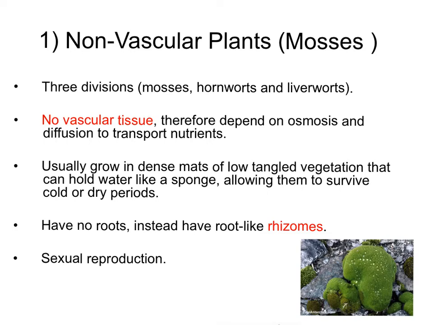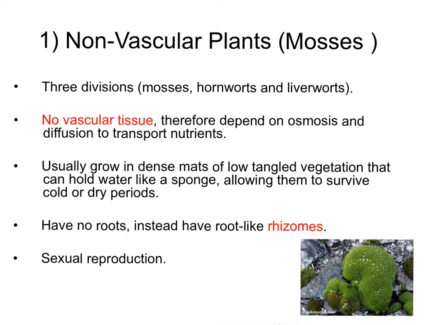Some examples of these non-vascular plants are the mosses, hornworts, and liverworts. Now, all of these plants have a few common characteristics. They're small, like they're short, they don't get tall. There's no true leaves, stems, or roots. And that kind of explains their size. There's no structural system to help them get tall. So they're small.